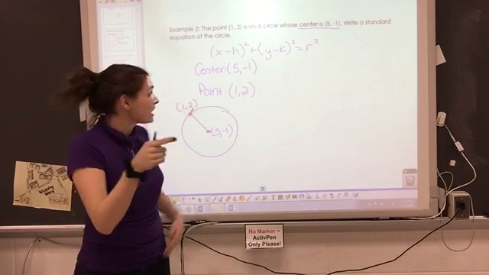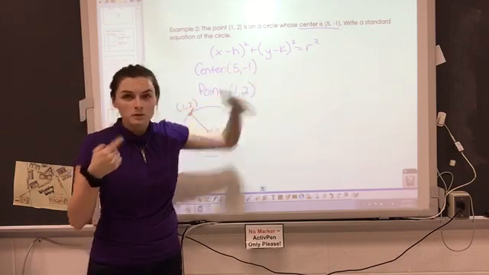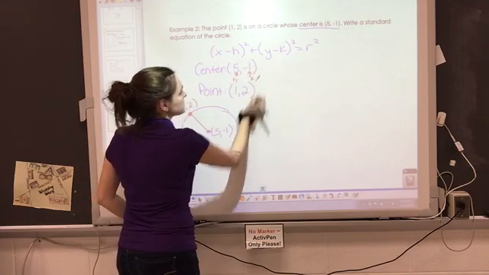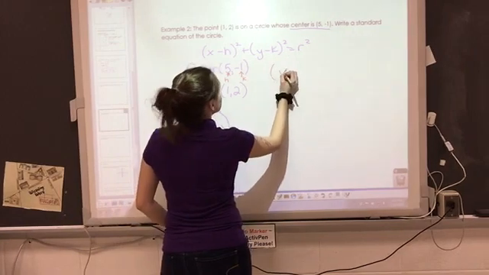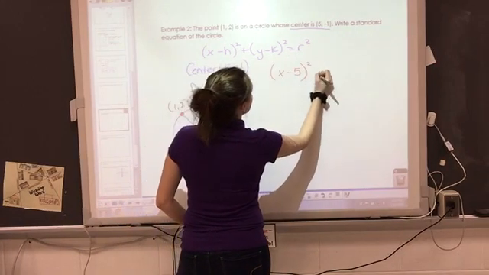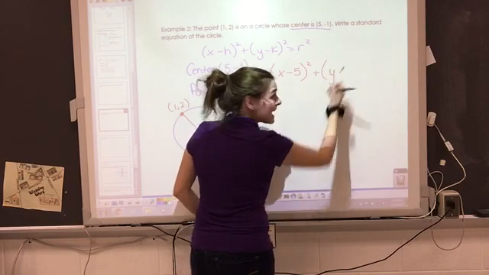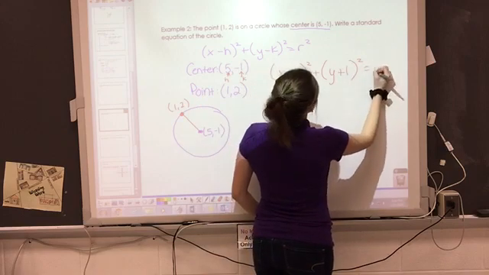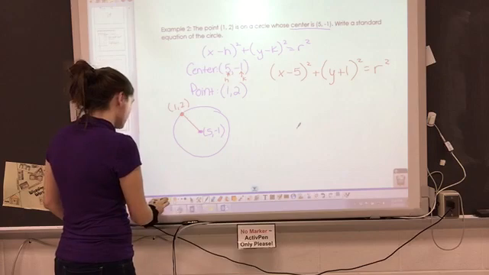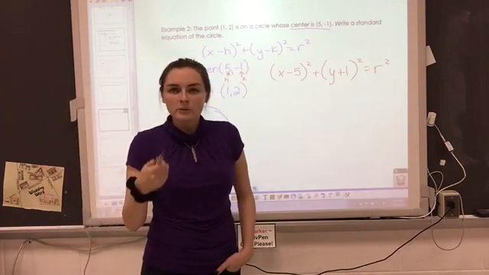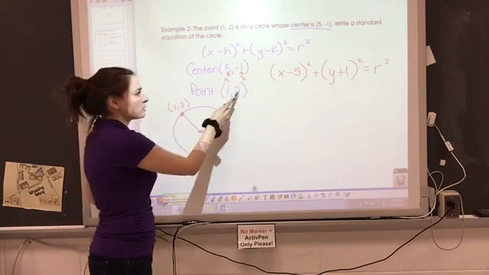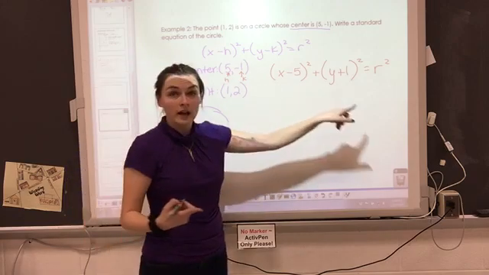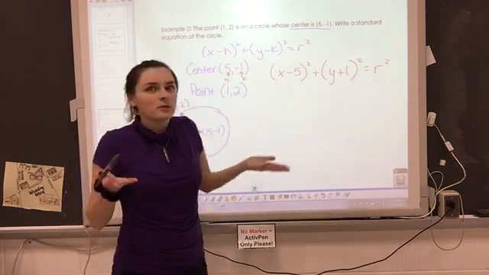Right. So let's plug in my center point for h and k, because we already know how to do that from the last example. So 5 is going to be plugged in for h, negative 1 is going to be plugged in for k. Let's plug that in. So I've got (x minus 5) squared plus (y minus a negative 1), which is plus 1, good, squared is equal to r squared. Okay. So I want to find my radius. So what do you think I could do with this other point? Hopefully you're saying plug it in for x and y, and then see if we could solve for r.